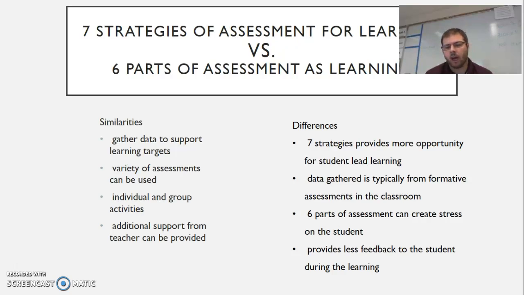And then we have the data gathered in the classroom for the 7 strategies. It was more of a formative assessment in the classroom, which is good because we're looking for that immediate feedback. In the 6 parts of assessment, it was more of a summative. We're looking at it afterwards, after the model is done or the project. In the 6 parts of assessment, I did notice that there was a little bit more student stress created. And it also provided less feedback to the students during the process or immediately. It was more of afterwards.